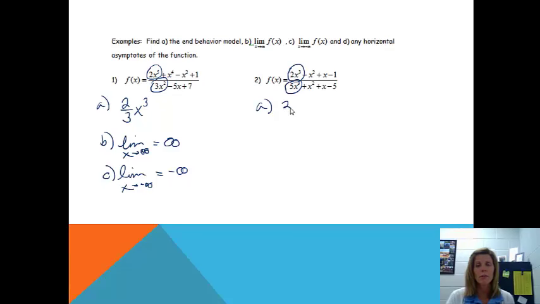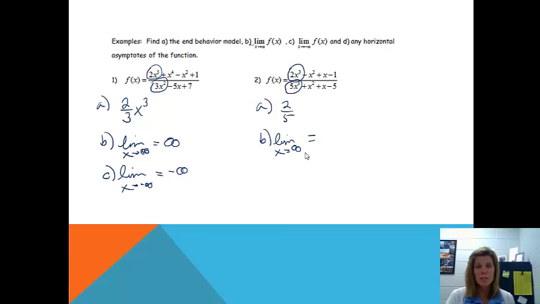To get the end behavior model, we will divide those two, and we will simply just get 2/5. So that would be my end behavior model. And the next thing I want to do is find the limit as x approaches infinity. Well, we'll go back and do D on that part in just a second. Limit as x approaches infinity.